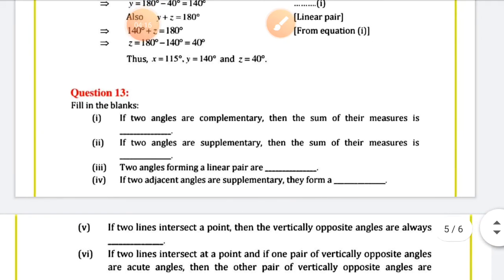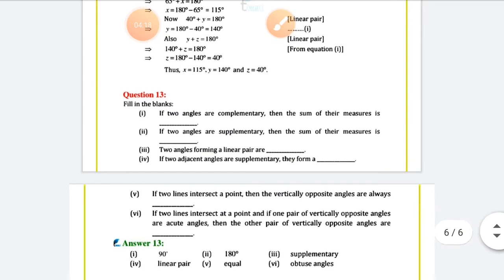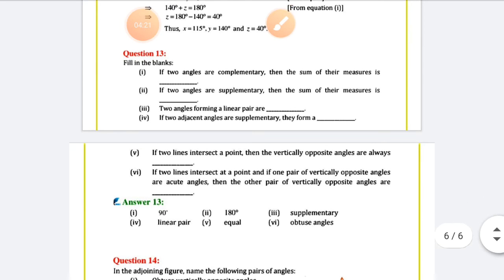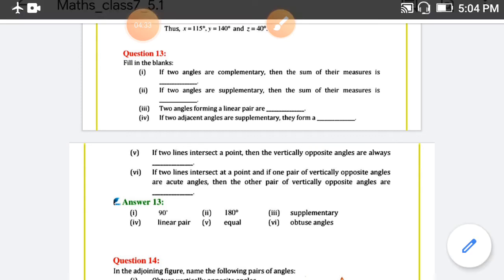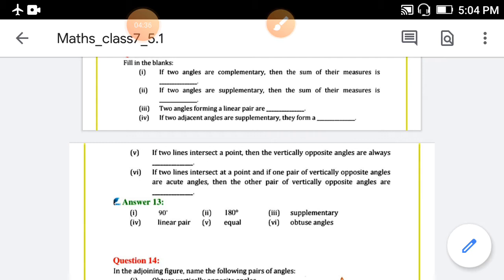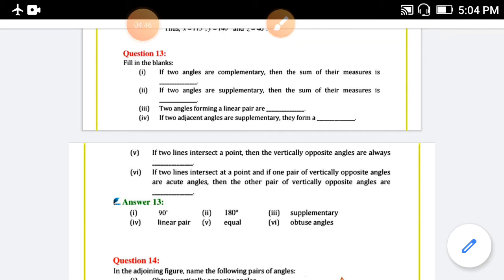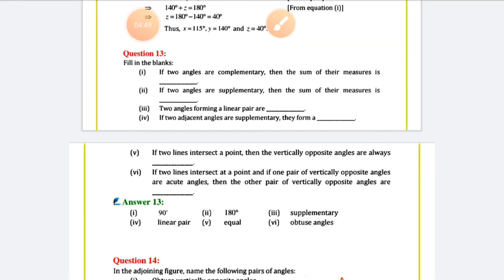Question number 13, fill in the blanks. First one, if two angles are complementary, then the sum of their measures is 90 degree. If two angles are supplementary, then their sum is 180 degree. Third one, two angles forming a linear pair are supplementary, because their sum is also 180 degree. Fourth one, if two adjacent angles are supplementary, then they form a linear pair. Linear pair angles both are supplementary, and supplementary angles also form a linear pair. Fifth one, if two lines intersect at a point, then vertically opposite angles are always equal.